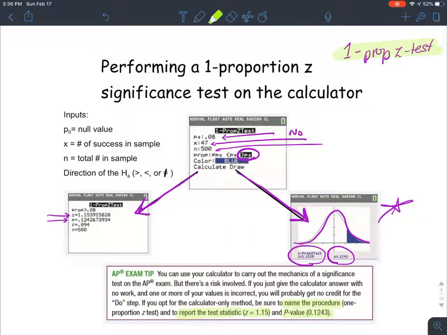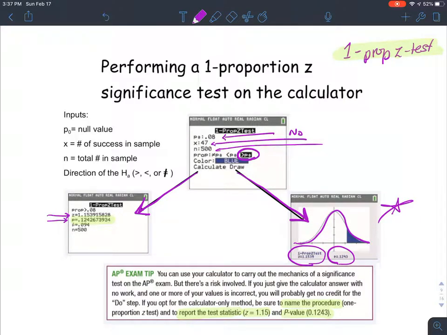Now you'll notice this p-value is slightly different than the one when we did it by hand and plugged it into the actual formula, and that's entirely fine. It's close enough. We're still going to be arriving at the same conclusion there, so that's good enough.